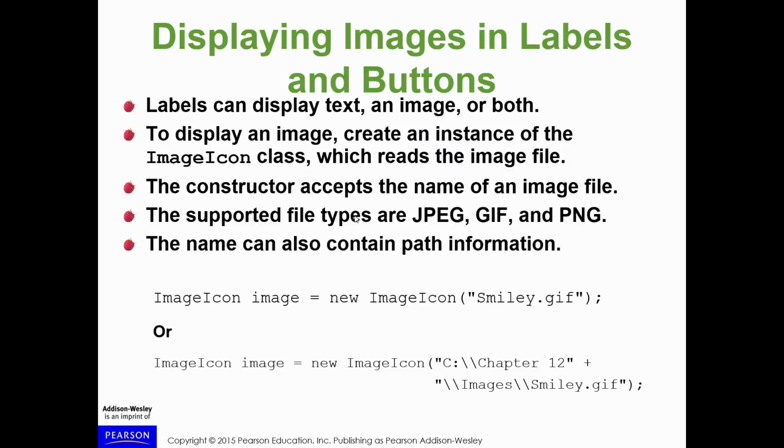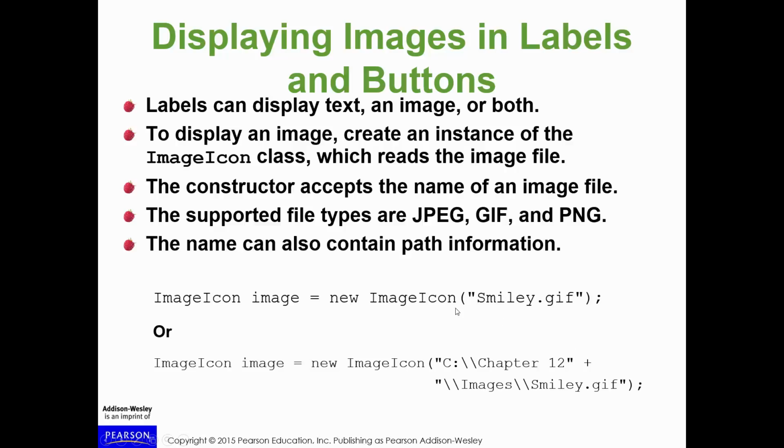All right. You can display images in labels and in buttons, kind of like you do in HTML. So a label can display text, an image, or both a text and an image. If you want to display an image, you create an instance of the ImageIcon class. Notice the supported file types. That's good because that handles probably just about everything that you would think of. JPEG, GIF, and PNG.